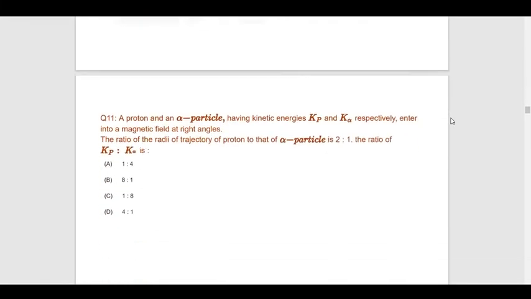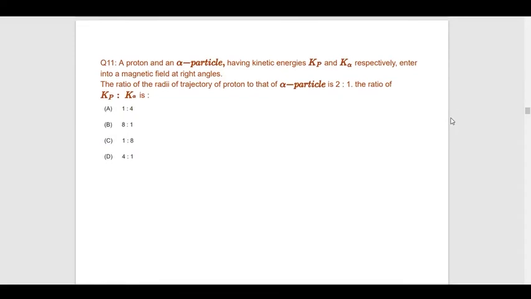Now moving forward. The next question says that a proton and an alpha particle having kinetic energies Kp and K alpha respectively enter into a magnetic field at right angle. Okay? Their motion is at 90 degrees with the magnetic field. The ratio of radii of trajectory of proton to that of alpha particle is 2 to 1. The question is asking what is the ratio of kinetic energy of proton to the alpha particle. So in this question, we first need to understand that the radius of their trajectory is represented by this equation, mv divided by qB, right? Which is also equal to the momentum divided by qB.